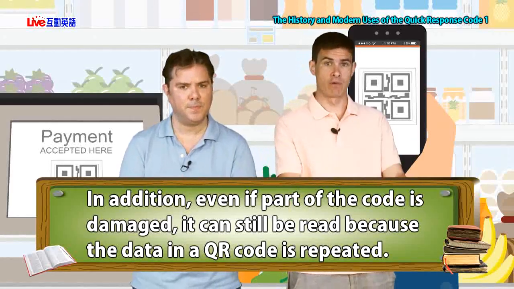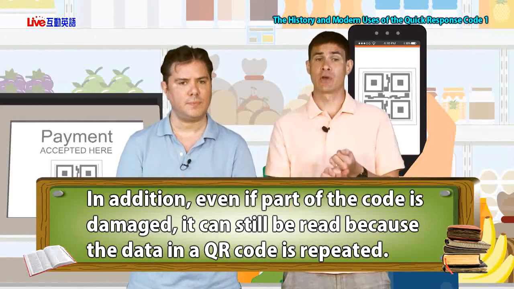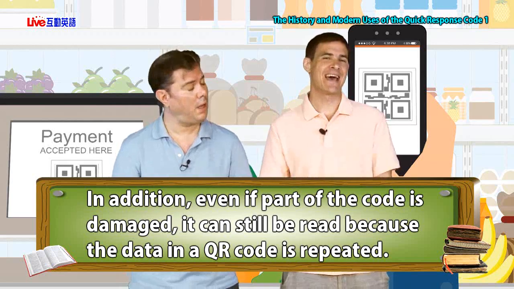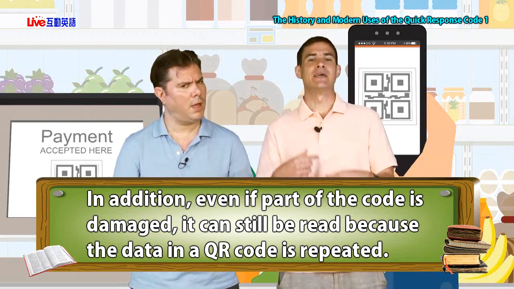And there's even more. In addition. Yes. Moreover. Yes. Even if part of the code is damaged, it can still be read because the data in a QR code is repeated. So one part of the code might be damaged, but that's not a problem. That data will be repeated in other places. So unless you ruin the whole thing, your data will still be intact.